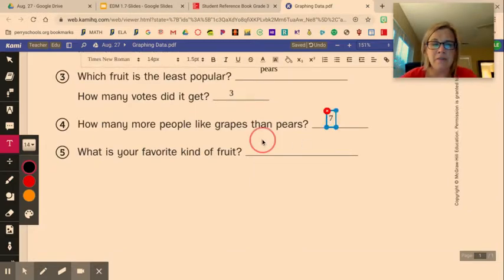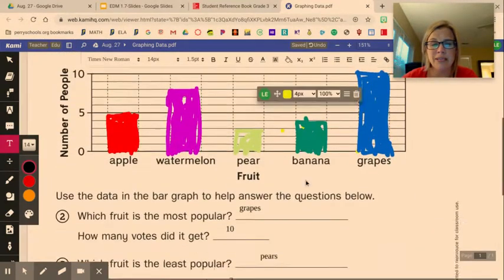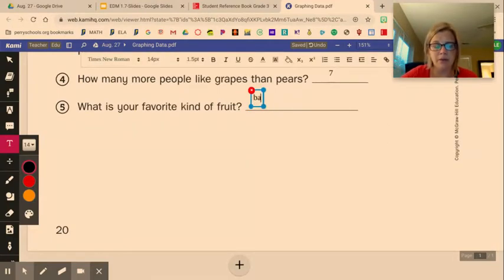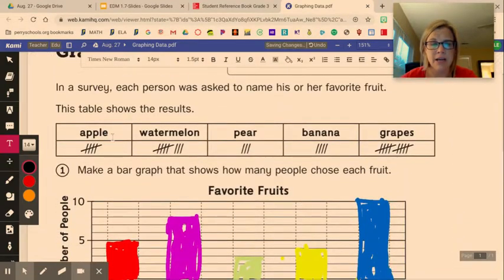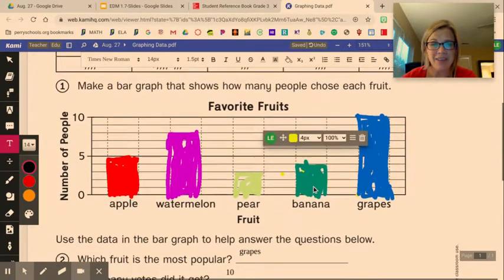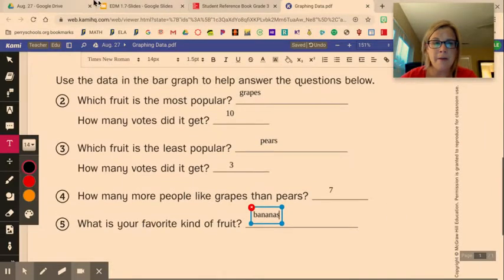And then number 5 says, what is your favorite kind of food or fruit? My favorite fruit is bananas. So I'm going to type that in here. And then once you are done with the chart, you have your tally chart up here, and you have your bar graph at the bottom with some information that you gathered from the data.